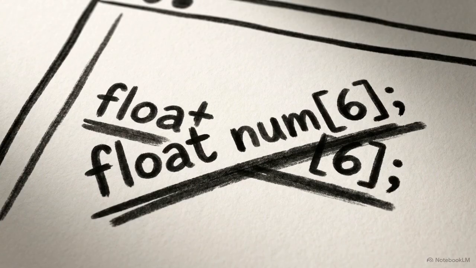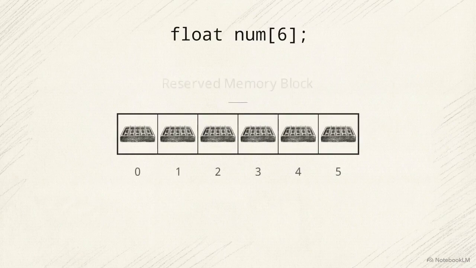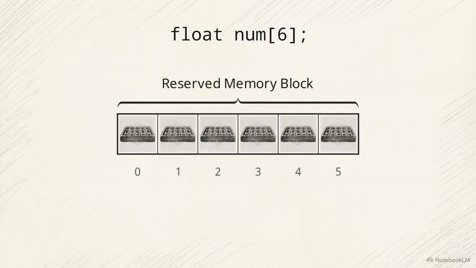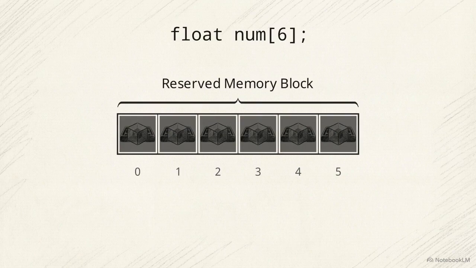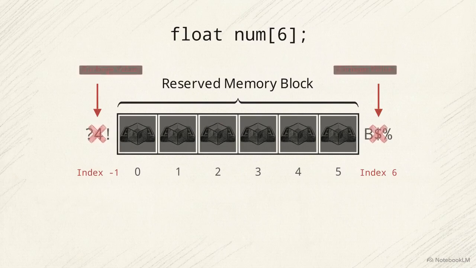In your IDE, declare the array by typing float num, then inside square brackets, the number 6, followed by a semicolon. This line of code tells the compiler to set aside a block of memory specifically for 6 floating point numbers the moment the program compiles. Because this memory is strictly defined, trying to access an index that doesn't exist, like -1 or 6, will result in the program pulling back nonsense data from outside the array's boundaries.